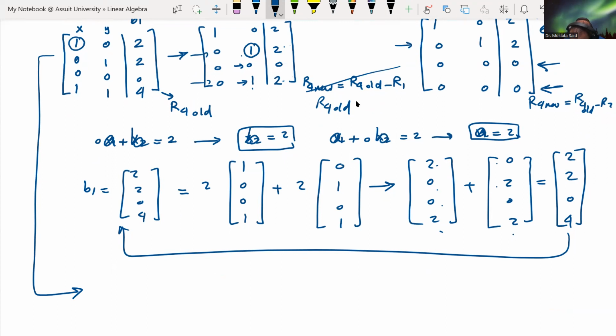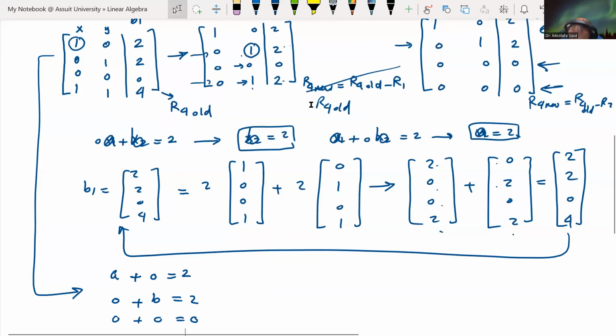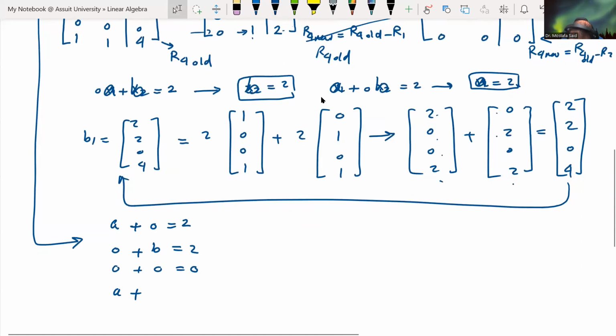So let's write the first equation. 1x1, or 1a, let's stick to a and b. a plus 0 equal to 2. Then 0 plus b equal to 2. Then 0a plus 0b, of course, equal to 0. Then a plus b equal to 4.